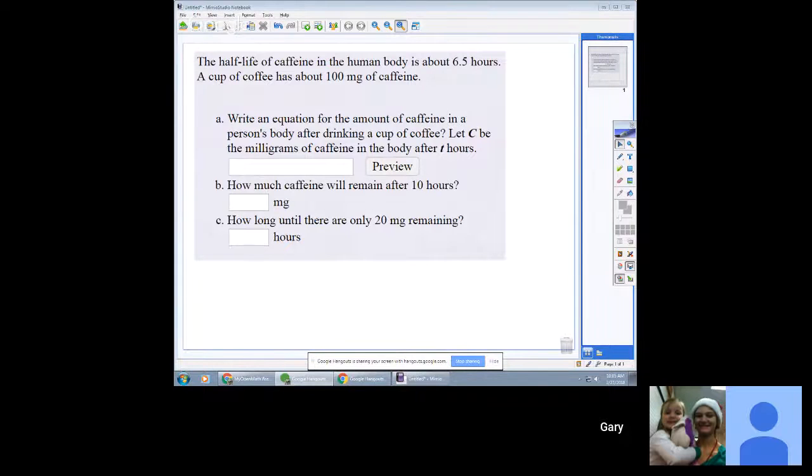You all got a similar problem to this in your prep for section 4. We did a problem like this in class with ibuprofen and then with coffee yesterday. So give it a shot, see what you can get with this version right here. Here we're taking the half-life of caffeine to be 6.5 hours, starting with 100 milligrams in a cup of coffee.